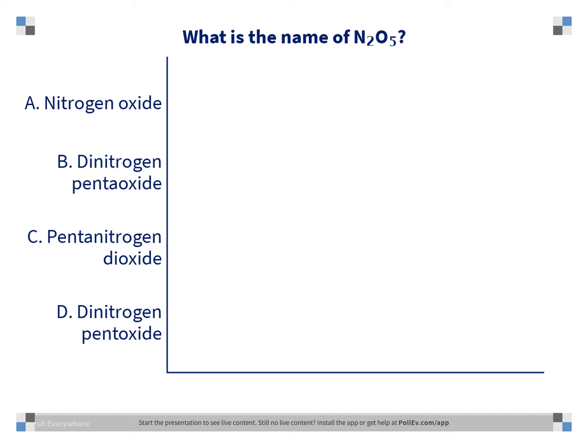The correct answer is D, dinitrogen pentoxide. It is covalent because it contains only nonmetals, so we use Greek prefixes. The Greek prefix for 2 is di, and the prefix for 5 is penta. We leave off the A from penta because it is in front of oxide. So our answer is dinitrogen pentoxide.